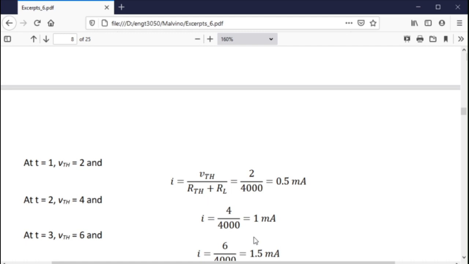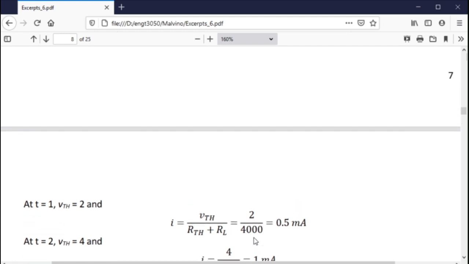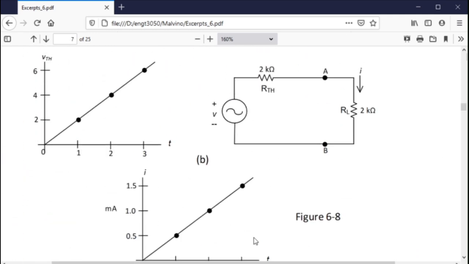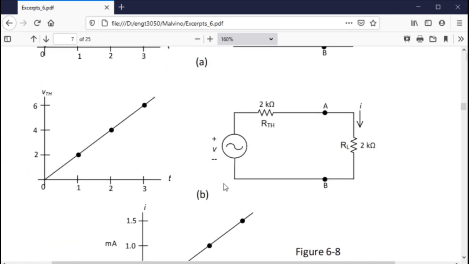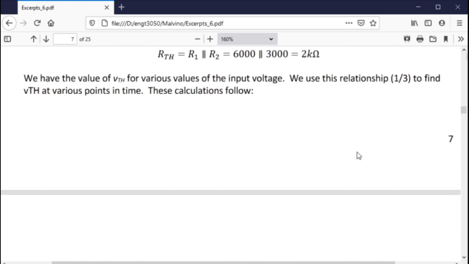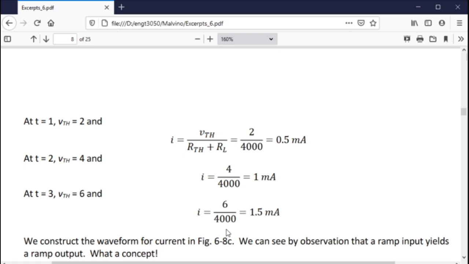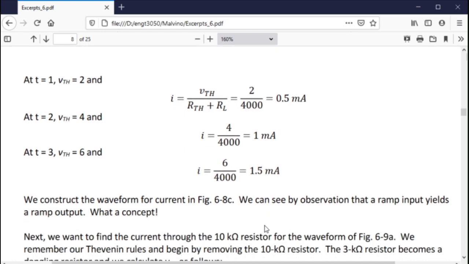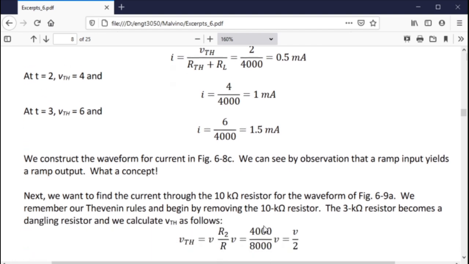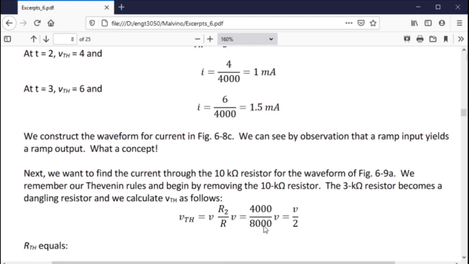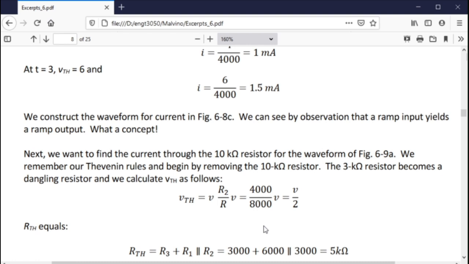So we notice that when V Thevenin is 2 volts, 2K and 2K are in series, so that's 2 divided by 4K, or 0.5 milliamp. At V equals 4, we have 4 divided by 4K, or 1 milliamp. At t equals 3, V Thevenin is 6, or 6 divided by 4K is 1.5 milliamp. We can see by observation that a ramp input yields a ramp output. What a concept.